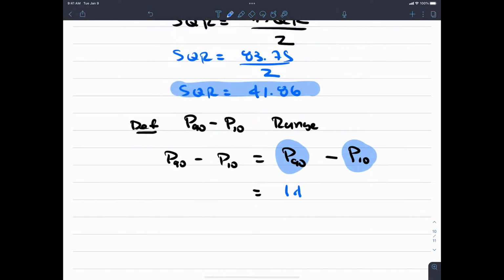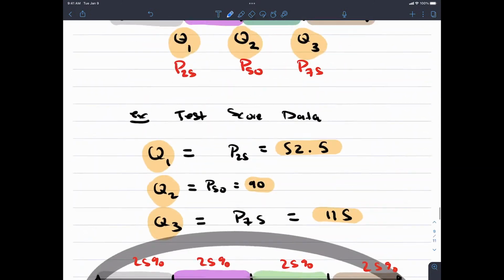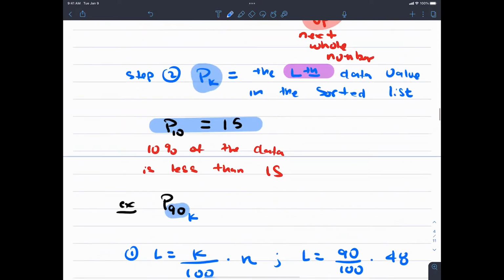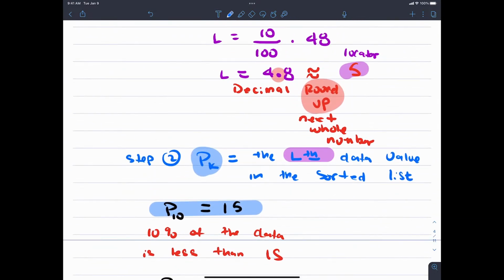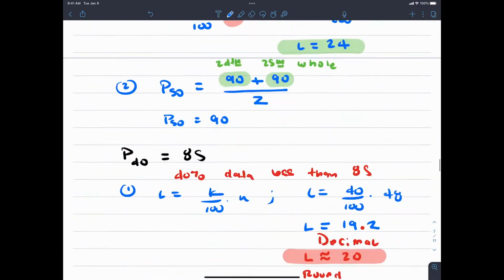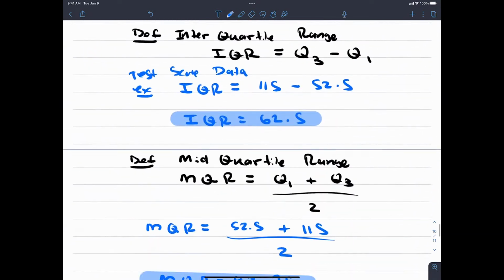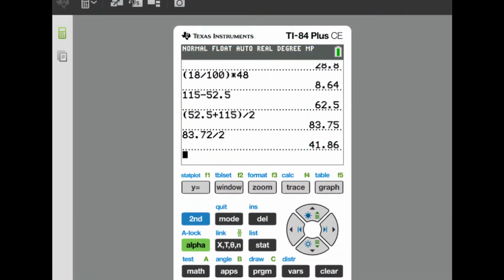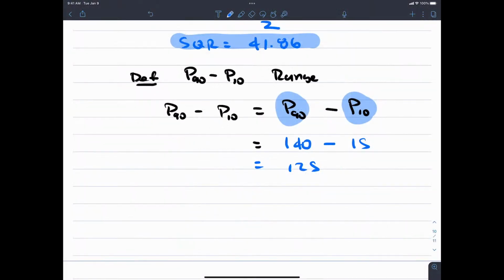And what was P10, by the way? Is that 15? All right, 15. What's 140 minus 15? Well, we'll see. 140 minus 15, what do we get? 125, is that right? Okay. All right.